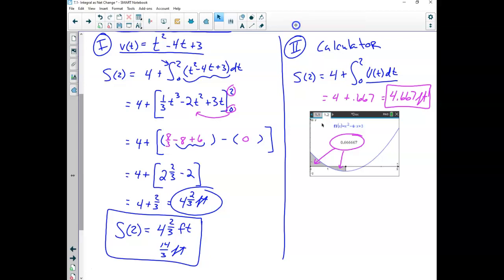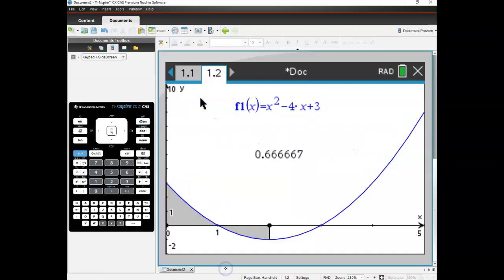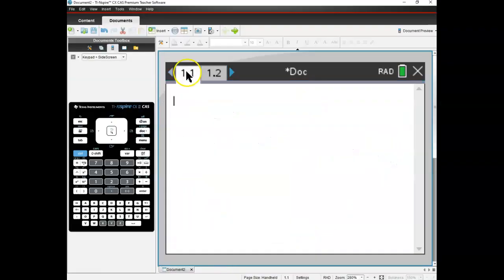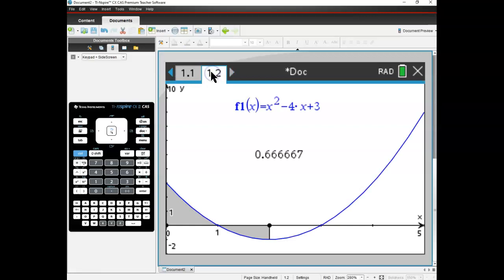Well, that's one way to do it. I don't have to do it that way. I can come right back here to my calculator and be in a calculator page. Well, remember, when I graph this, it's important to know my velocity function here is stored in f1 of x, so I don't have to define my function or anything like that.